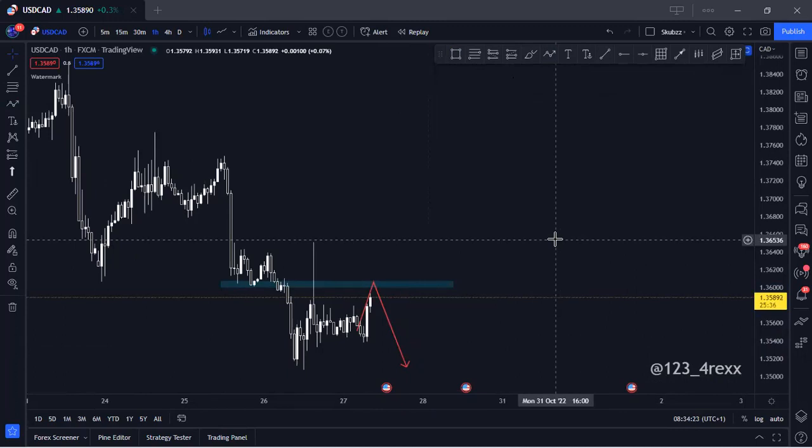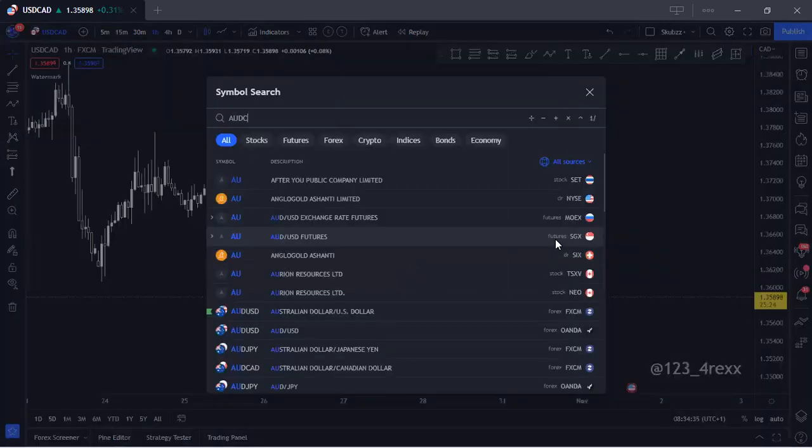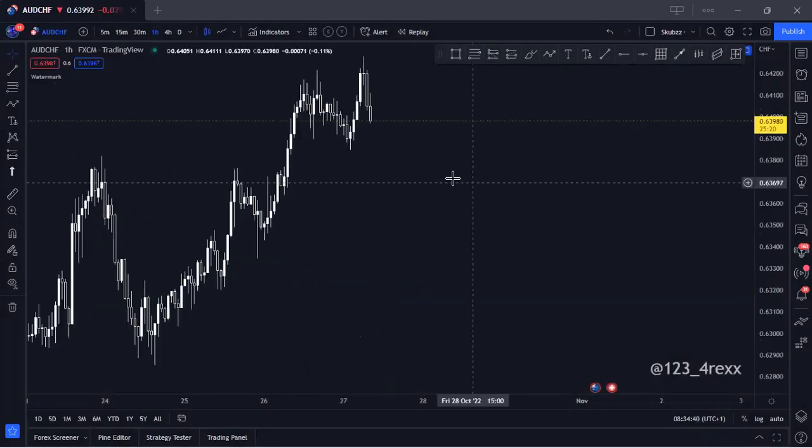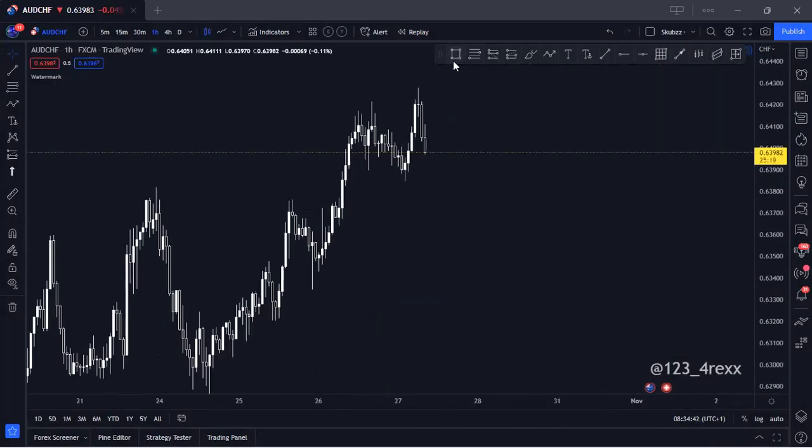Is there another pair you guys want us to take a look at? AUD/CHF. This is nice. Structure is clear.